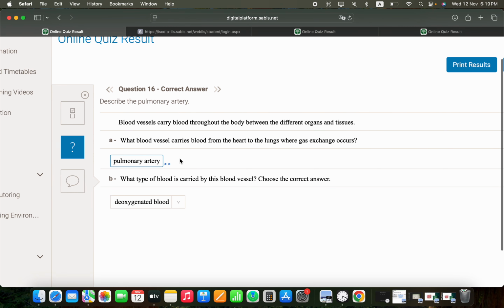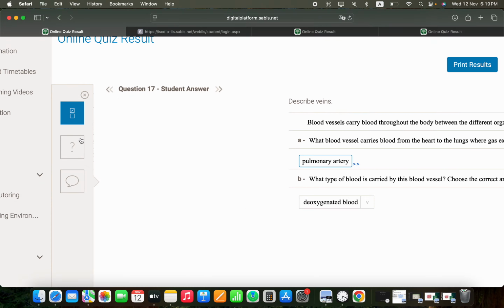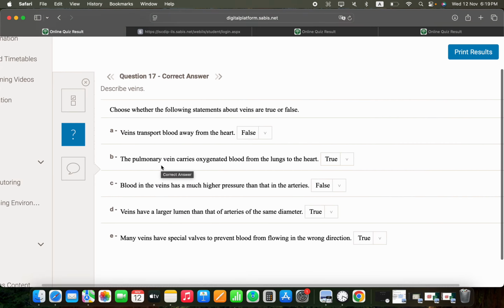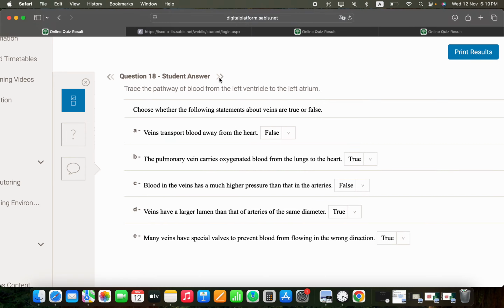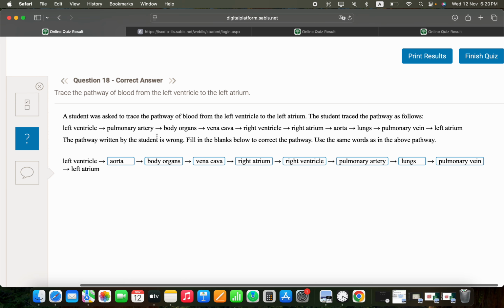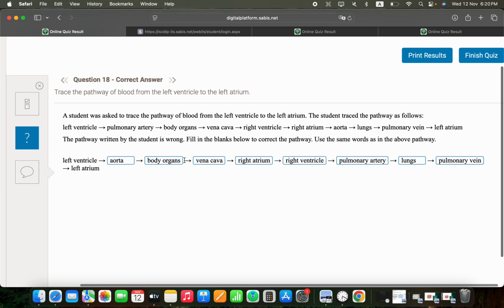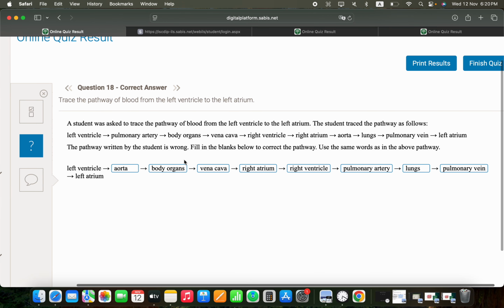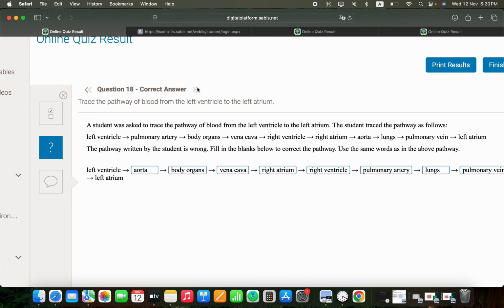For this, you're going to have to know how the blood circulation works, of course. What blood vessel carries blood from the heart to the lungs where gas exchange occurs? We talked about this. It's the pulmonary artery. And what type of blood is carried by this blood vessel? It's deoxygenated blood. This is easy too. So for this as well, you'll have to know the blood circulation, which we went through earlier.